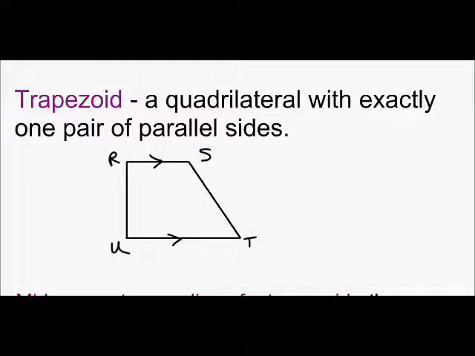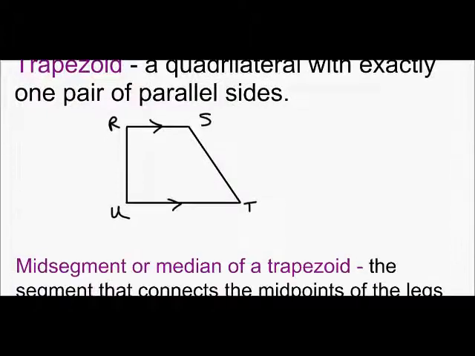Okay, so a trapezoid is a quadrilateral with exactly one pair of parallel sides. Here, RS is parallel to UT. And the other sides are not going to be parallel. So this is not a parallelogram.